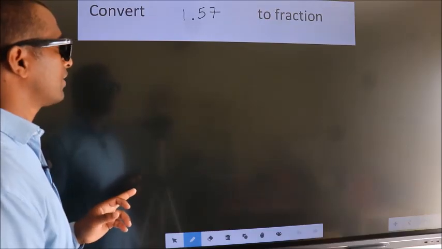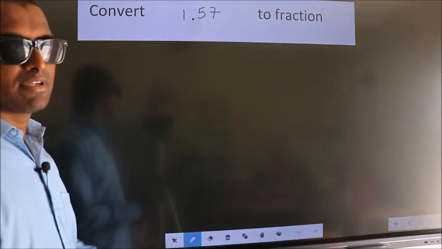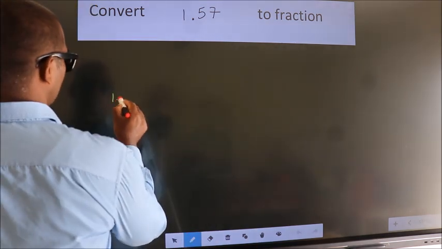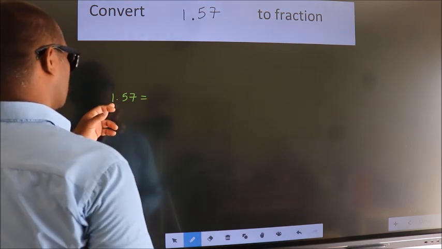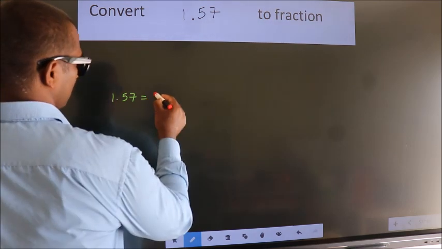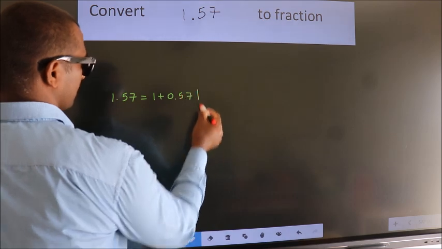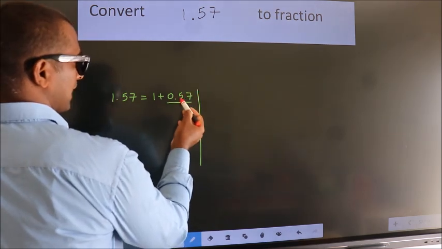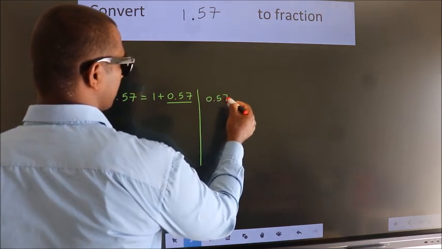Convert 1.57 to fraction. How do we convert? See, given is 1.57. First, we should break this into 1 plus 0.57. Next, we should convert this to fraction here. So, 0.57.